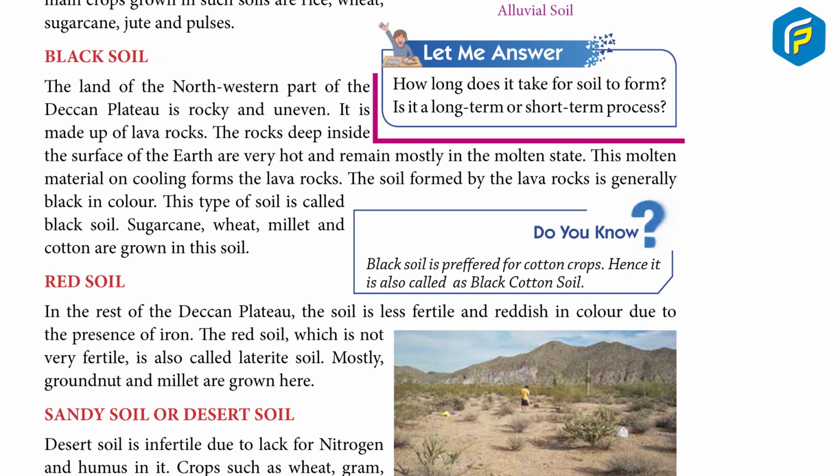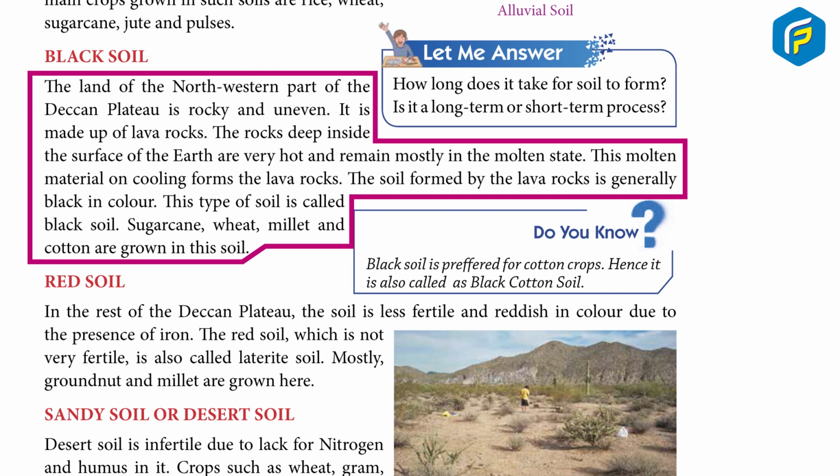Black soil. The land of the northwestern part of the Deccan Plateau is rocky and uneven. It is made up of lava rocks. The rocks deep inside the surface of the earth are very hot and remain mostly in the molten state. This molten material on cooling forms the lava rock. The soil formed by the lava rock is generally black in color. This type of soil is called black soil. Sugarcane, wheat, millet and cotton are grown in this soil.